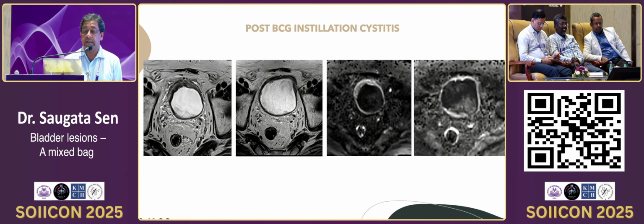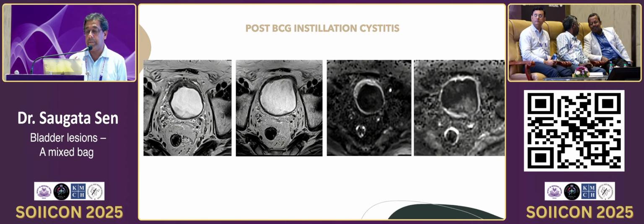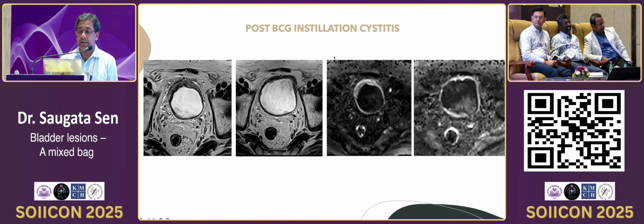Post BCG instillation, you can have cystitis. It's very difficult to diagnose, but you are doing a TUR. You are damaging the mucosa, and mucosa is the immunological barrier for any infection or any pathology in the bladder. If that has not healed well, there is possibility that cystitis because of the tubercular bacillus contained in the BCG may happen. So you can have cystitis of the urinary bladder.